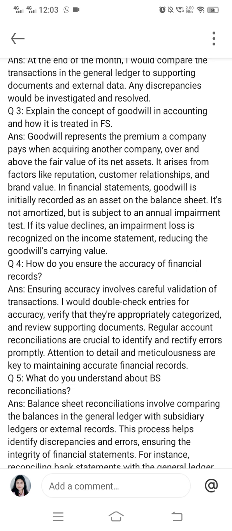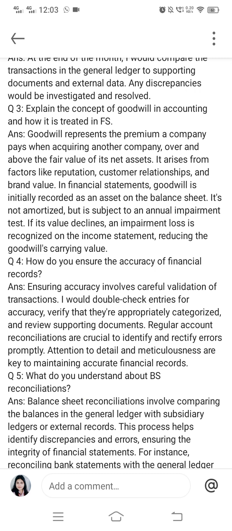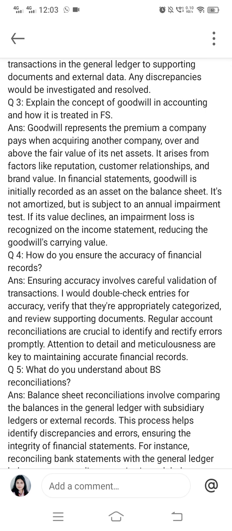Regular account reconciliations are crucial to identify and rectify errors promptly. Attention to detail and meticulousness are key to maintaining accurate financial reporting. So you need to double check whenever you are making any transaction or recording any transaction. You should make sure that you are writing it down correctly.